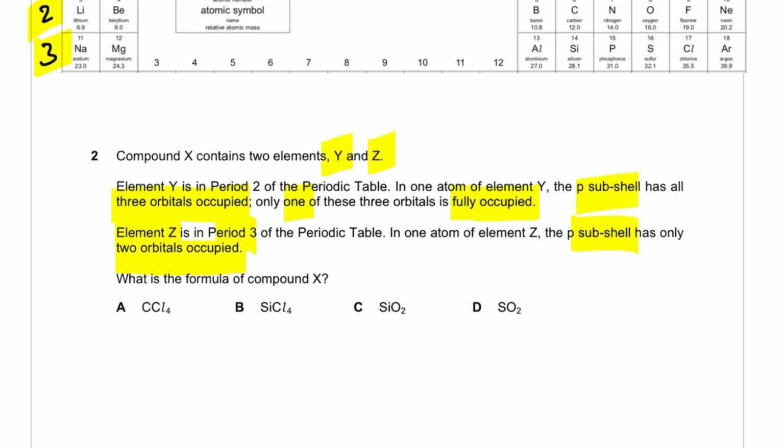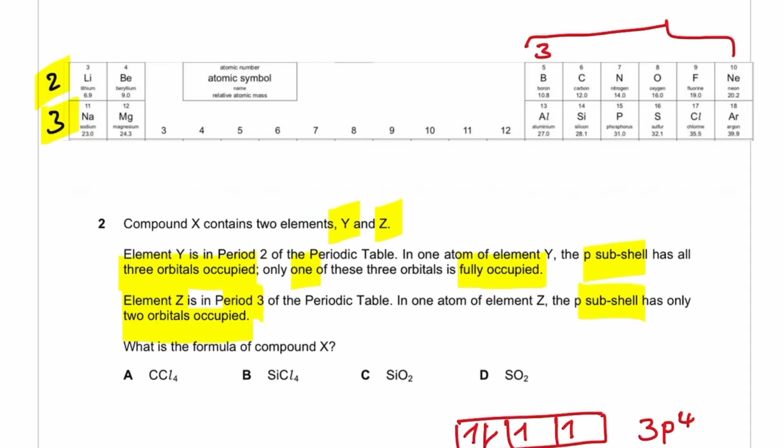Now, for element Y, it says the p subshell has all 3 orbitals occupied. And it says only one is fully occupied. So one has 2 electrons. An orbital can only carry 2 electrons max. So what this means is this element has an electron configuration ending in 2p4. Boron is 2p1, carbon is 2p2, nitrogen is 2p3, and oxygen is 2p4. Element Y is definitely oxygen, so we can definitely cross off B and A.